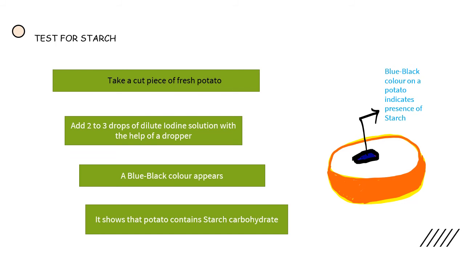Now we are going to test this with the help of a potato. We peel off its skin, take the inner part, and use one chemical, diluted iodine solution, only 2 to 3 drops with the help of a dropper. Wait 5 minutes and check the color change. A blue-black color formation indicates that this potato contains starch, a carbohydrate.